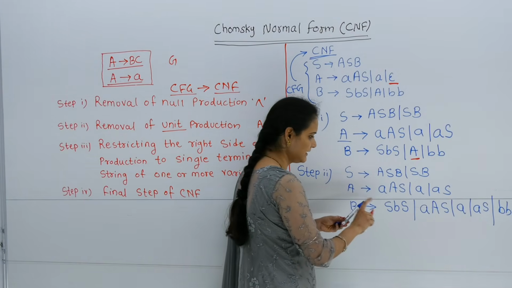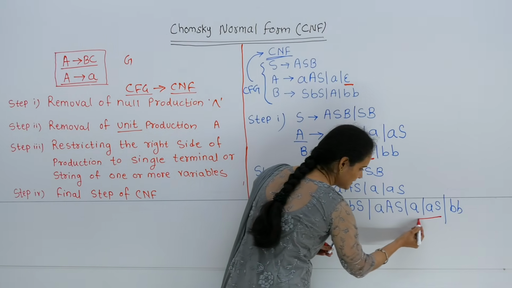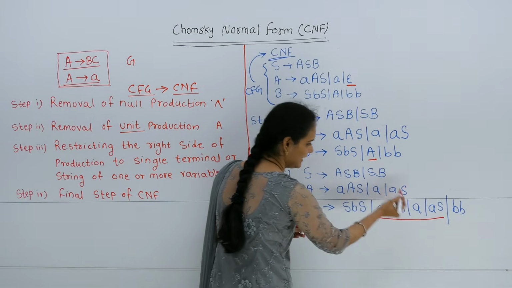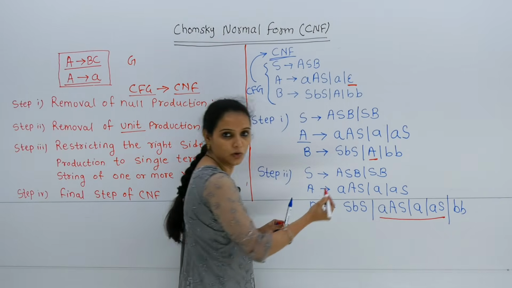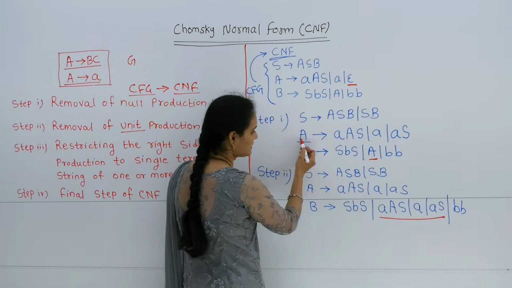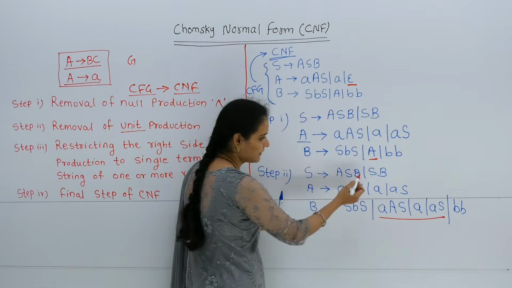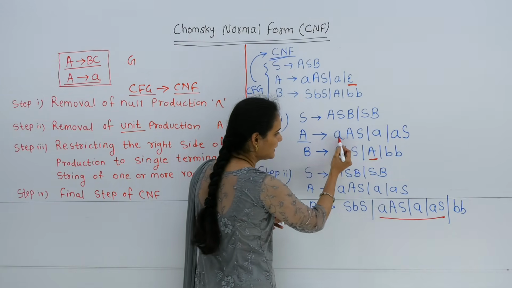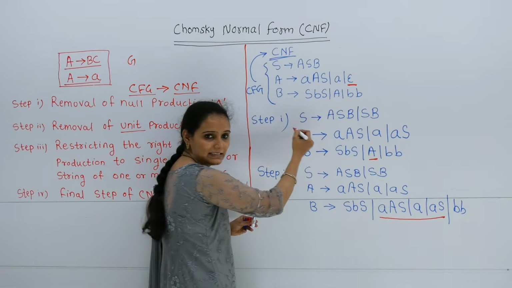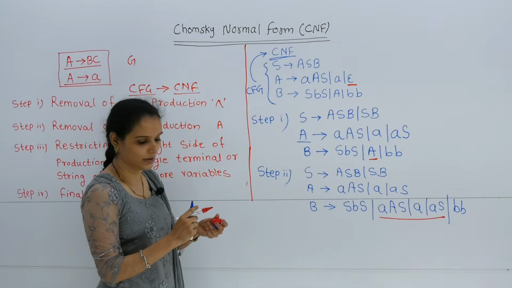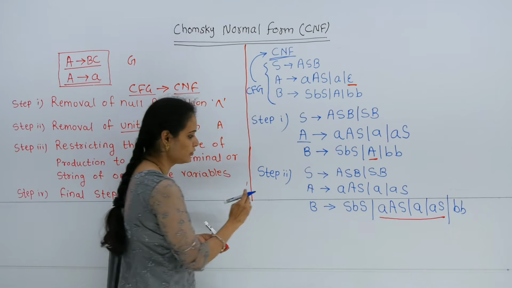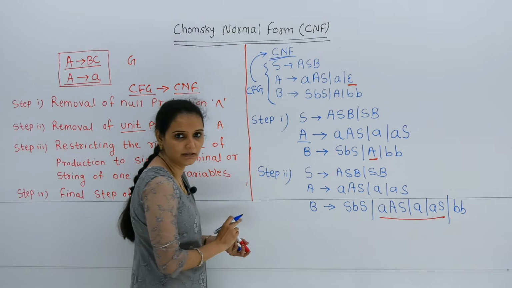So students, here that is the unit production, where A is replaced by the whole production, because A produces the 3 production rules given in the CFG itself. Therefore that particular A we replace by these 3 productions as given in your CFG. So this is our step number 2.